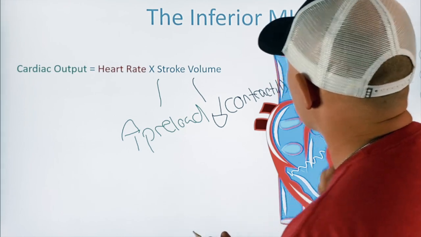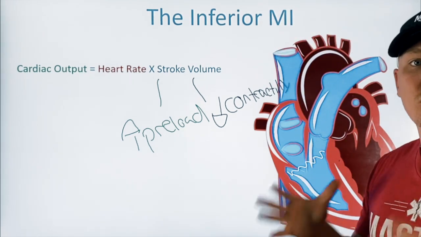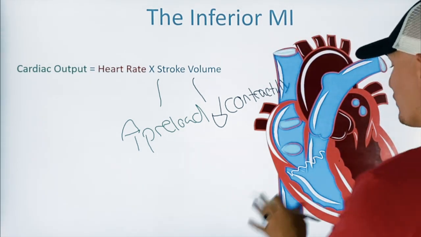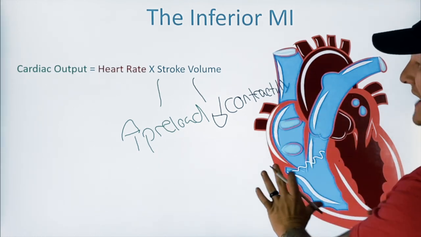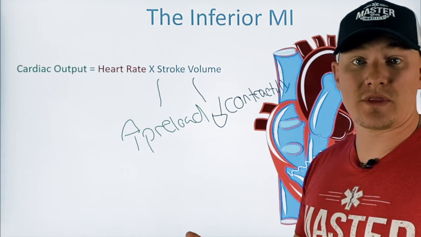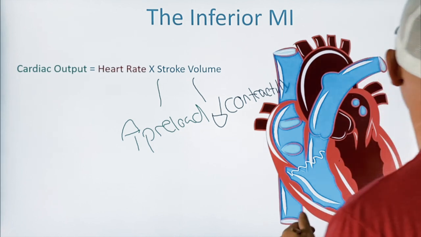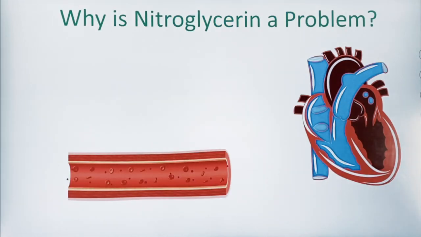And that's why we say that inferior MIs are often preload dependent, meaning they really need this preload, and if they don't have it, it becomes very dangerous for that particular patient. Okay, now going into the nitro question, why is it a problem?